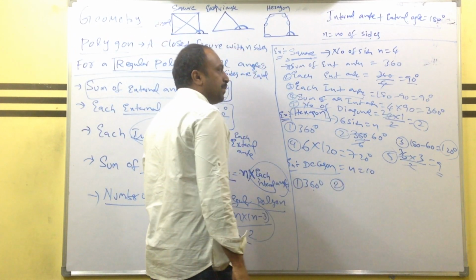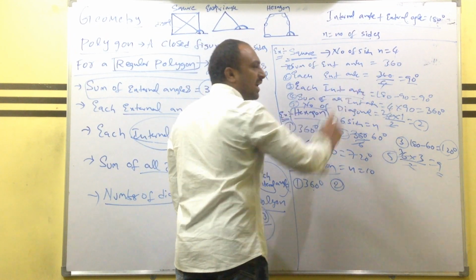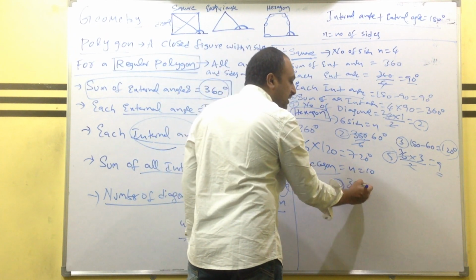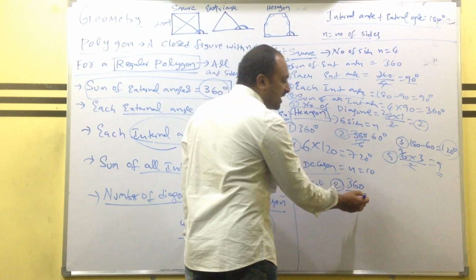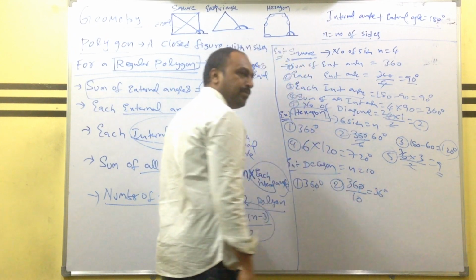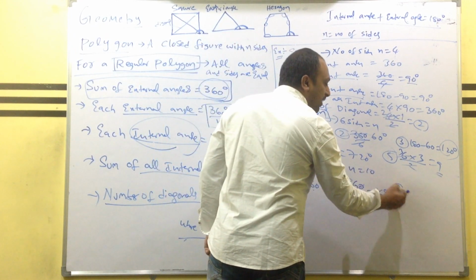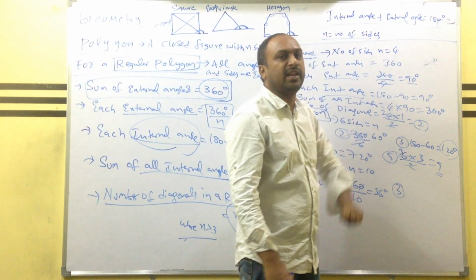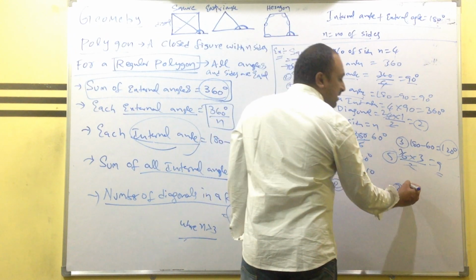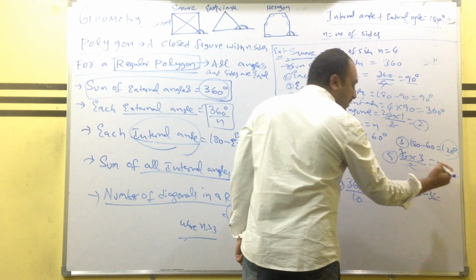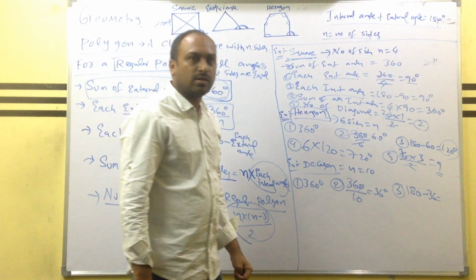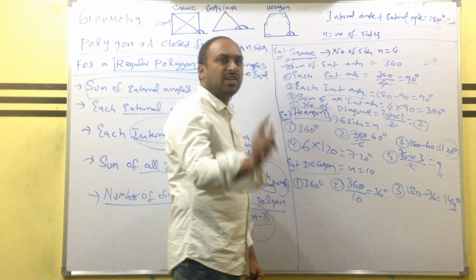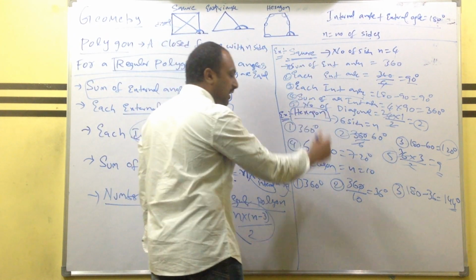And the second question, what is the second question? Each external angle. How many sides are there? For a decagon, 10 sides. Then 360 divided by 10, and each angle becomes 36 degrees. That's it. And what is the third one? Each internal angle. Again, internal angle plus external angle equals 180. So the internal angle is equal to 180 minus 36, which is 144. Yes, 144 degrees is the answer for each internal angle.